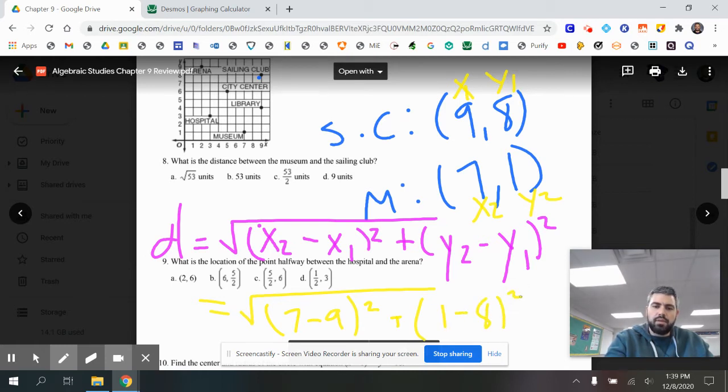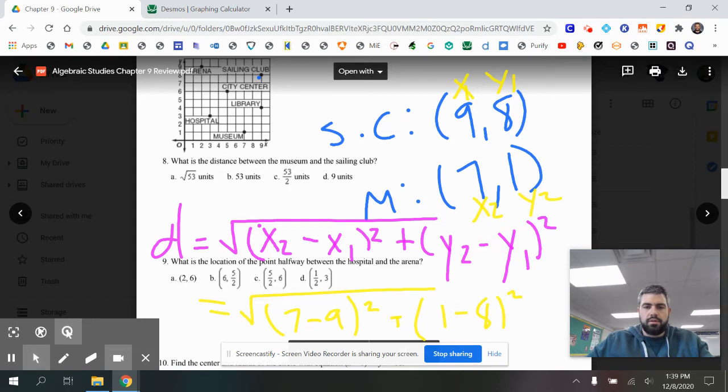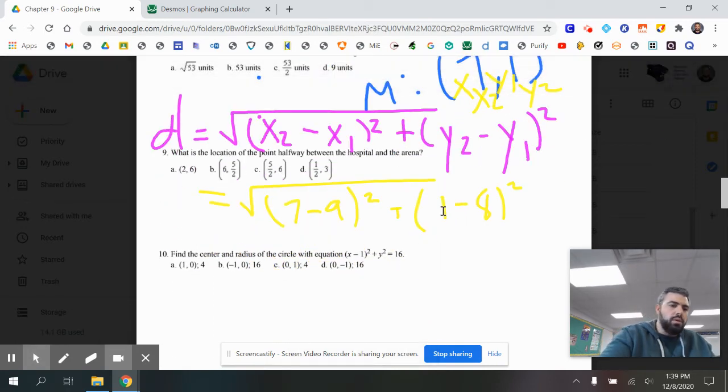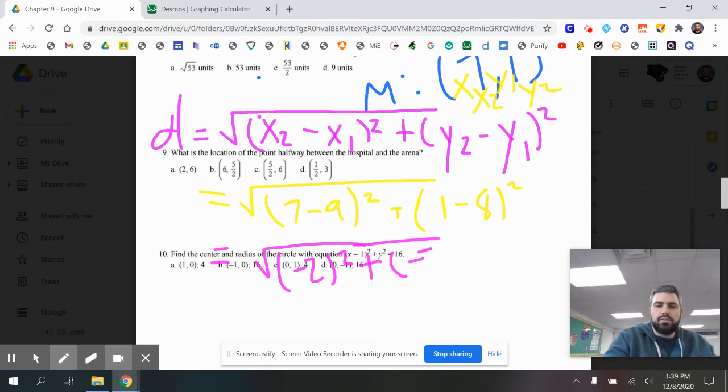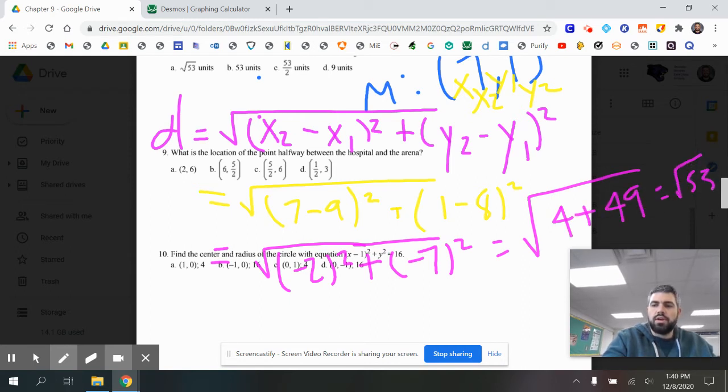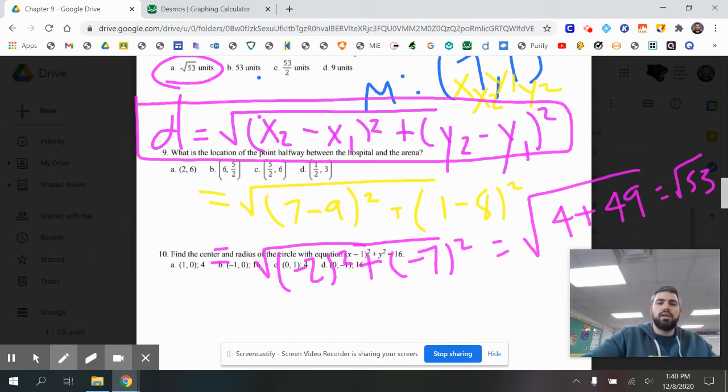8 squared. And so if we are going to continue working on this problem, we would say, okay, well, let's simplify a little bit. So that's going to be negative 2 squared plus negative 7 squared, which is equal to the square root of 4 plus 49, which is equal to the square root of 53. So the distance between those is the square root of 53 units. So the correct answer is A. Okay, again, that's the distance formula. This is important. I would put this in your notes and ready at your disposal for the test.